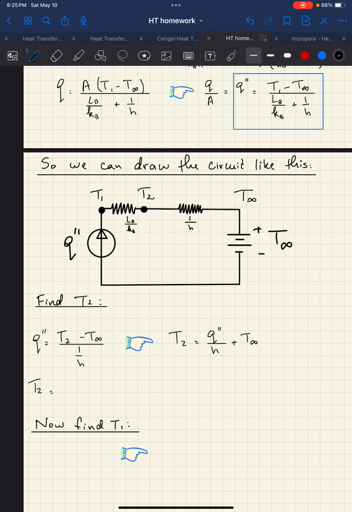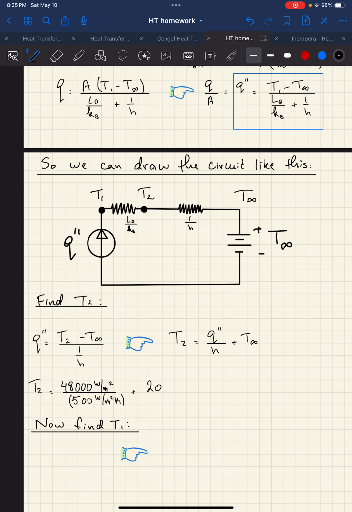Okay. So we solve for T2. Q double prime here, which we found earlier, was 48,000 watts per meter squared. Divide by 500 watts per meter squared Kelvin, that's your h, plus T infinity, which is the ambient temperature.